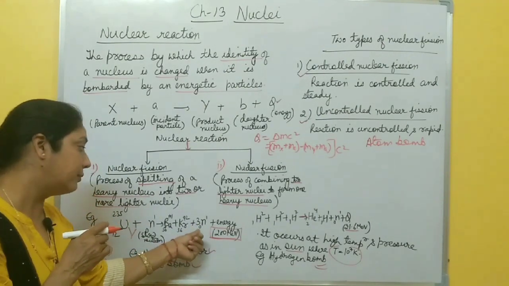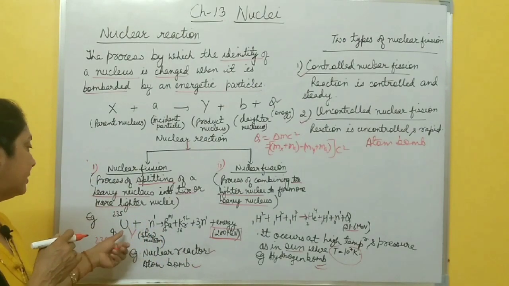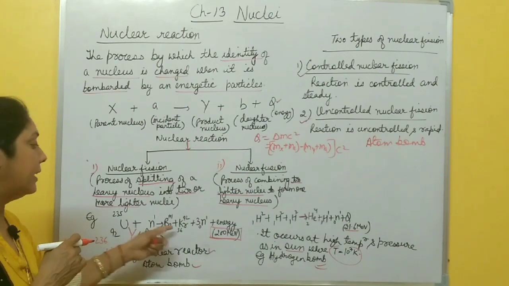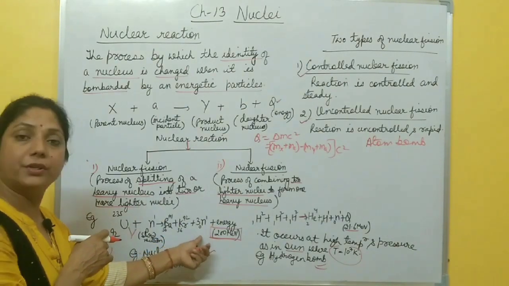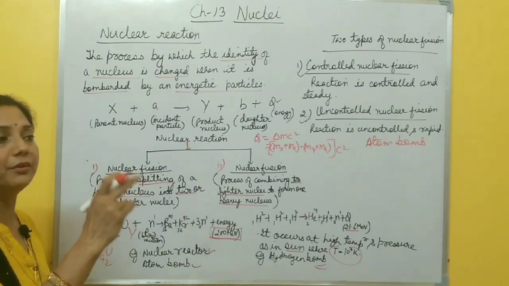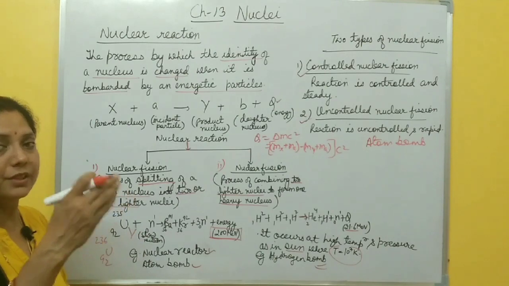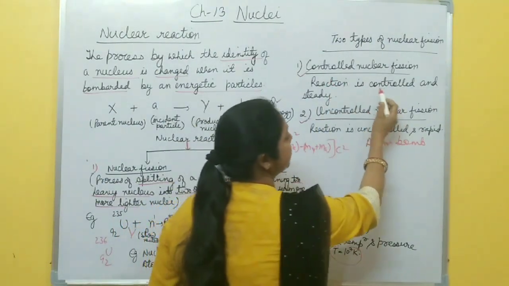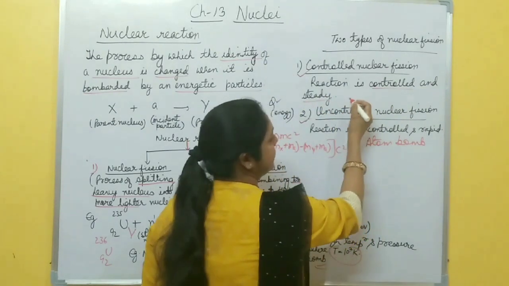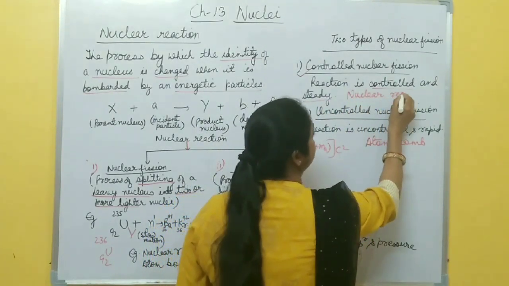But in a controlled reaction, out of these 3 neutrons, 2 neutrons are absorbed, so only 1 neutron is left. Then that 1 neutron again bombards uranium-235, and again 3 neutrons are released and a large amount of energy is released. Again 2 neutrons are absorbed, and in this way only 1 neutron bombards the next uranium atom. So in this way the nuclear fission reaction takes place in a controlled manner. Controlled nuclear fission is steady. The best example is the nuclear reactor, which is not in your syllabus.